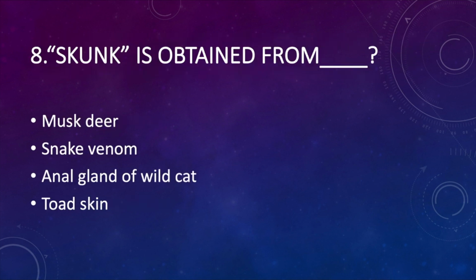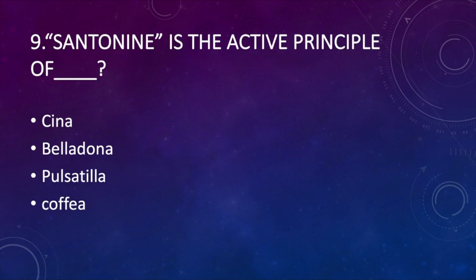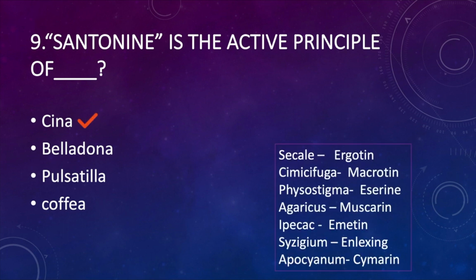Skunk is obtained from option A, musk deer; option B, snake venom; option C, anal gland of wild cat; option D, throat skin. Answer option C, anal gland of wild cat. Santonin is the active principle of option A, cina; option B, belladonna; option C, pulsatilla; option D, coffea. Answer option A, cina. Secale cor, ergotin; cimicifuga, macrotin; physostigma, eserin; agaricus, muscarin; ipecac, emetin; syzygium, jambulin; apocynum, apocynin.